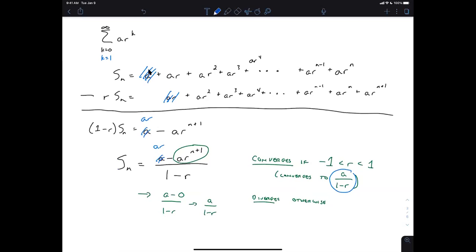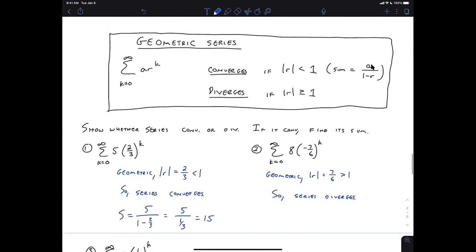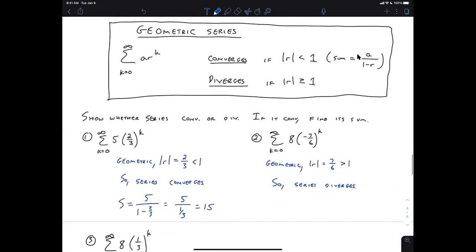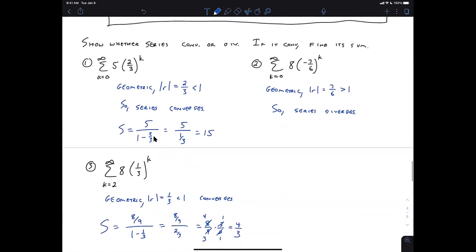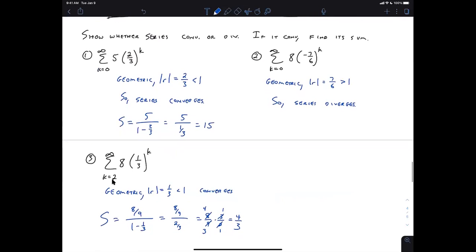Does everybody see that? The reason that it's normally a is because if I plug in 0, I get ar to the 0, which is a. If I were to plug in 1, I get ar, which would then be the first term. So the generalized idea here is the sum is this a when k is 0. But in general, it's whatever the first term in the expansion is. So you plug in the first value of k to figure out what this numerator is.